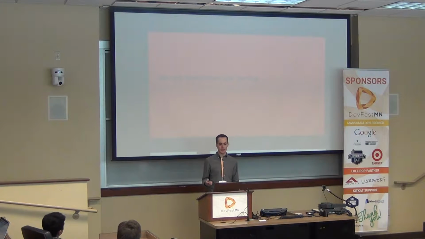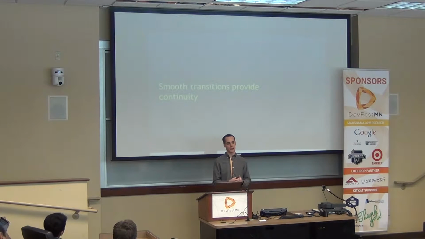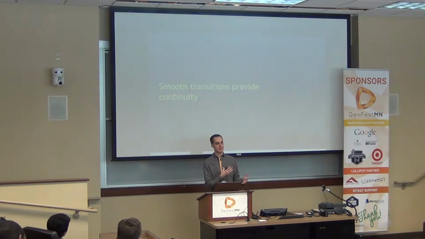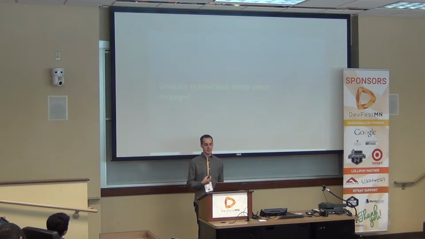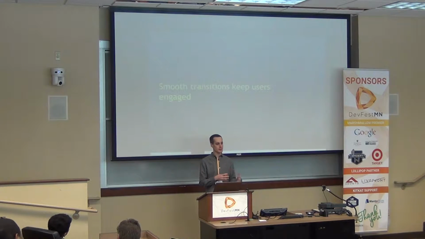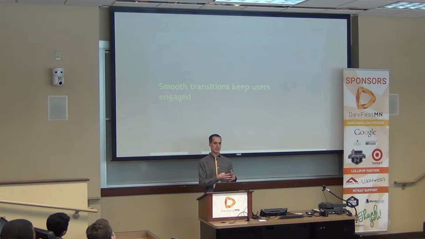So when we start doing more smooth transitions, like a fade, it provides continuity. So even if the content isn't at all related to what you were looking at before, the fade gives them the feeling that they're still immersed in your app. These transitions also, because of that, keep your users engaged in what they're looking at. So if you're going from a list screen to a detail screen, they're going to be still engaged in the app without taking them out of that context.